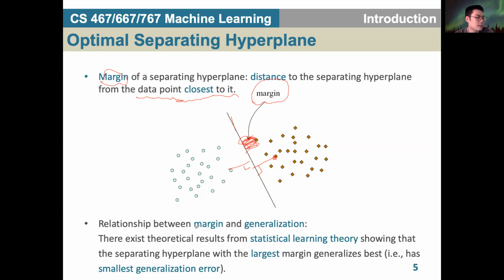So yes, there's a relationship between margin and generalization. In learning theory, people prove that a larger margin generalizes best. Okay, so there's a complicated mathematical proof, but that's not important. Just keep in mind, if you have a large margin, your line will be more safe. Because if your line is something like this with a very small margin, then shift a little bit of the A and B, you have a misclassification. Okay, this becomes a problem.